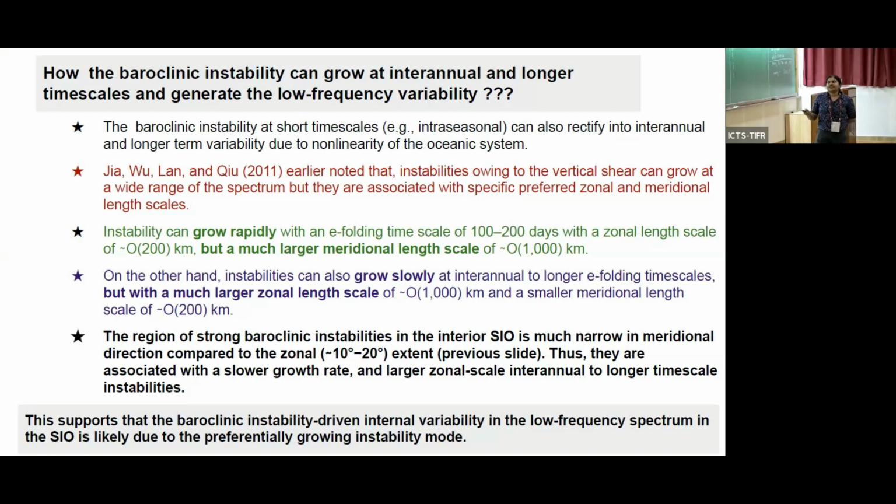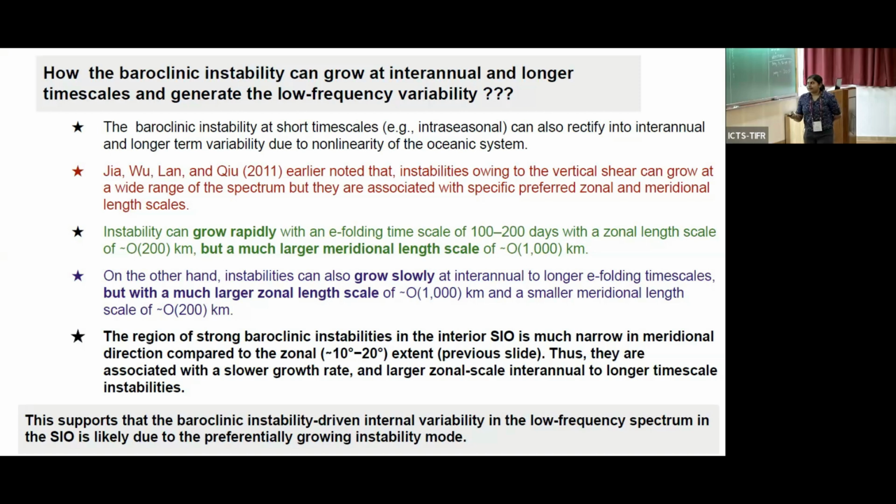In our case, the region of strong baroclinic instability is much narrower in the meridional direction compared to the zonal extent. So what we can say is that the baroclinic instability driven internal variability in the low frequency spectrum in the SIO is likely due to the preferentially growing instability mode.